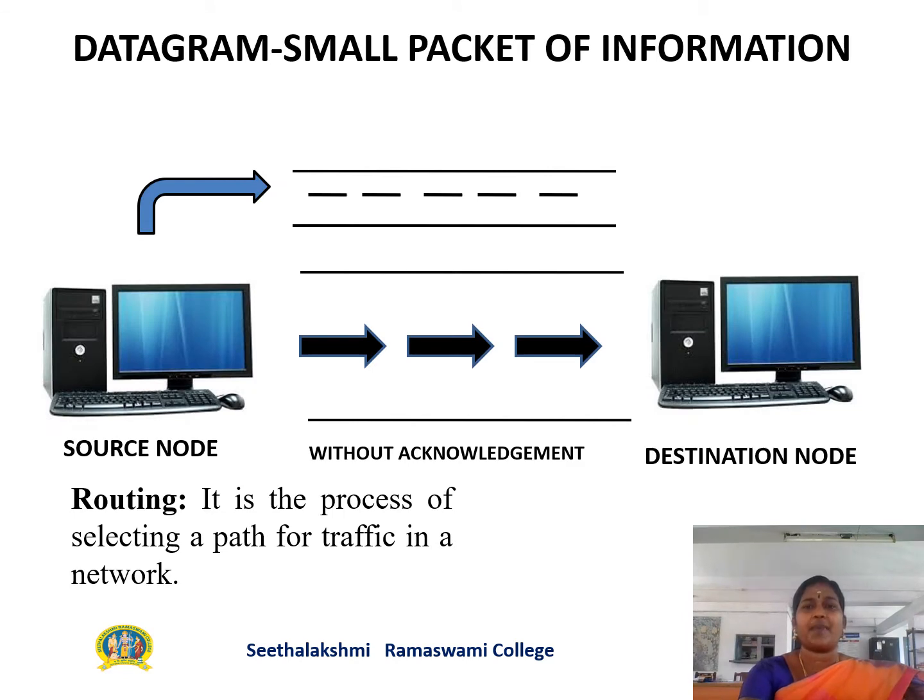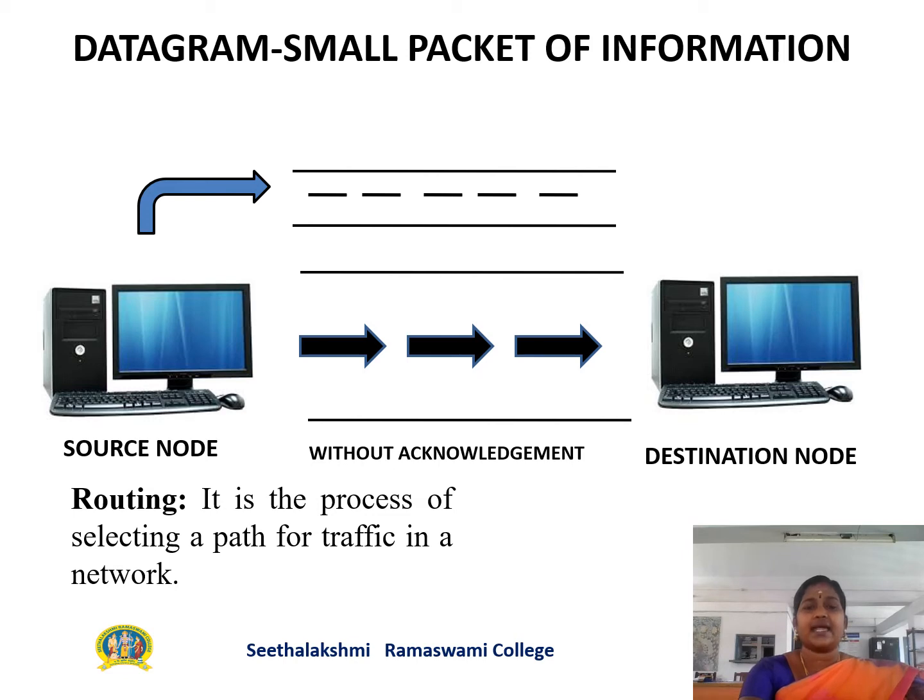Datagram: a small packet of information that travels from the source node to the destination node. The packets are divided into small pieces of information and sent in sequential order. If there is any problem or traffic in the path, it immediately selects another path. This process is called routing. Routing is the process of selecting a path for traffic in the network.